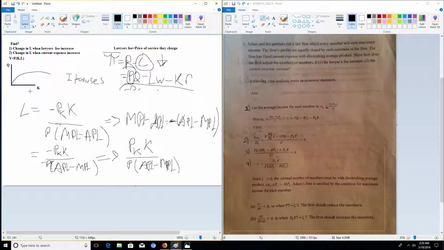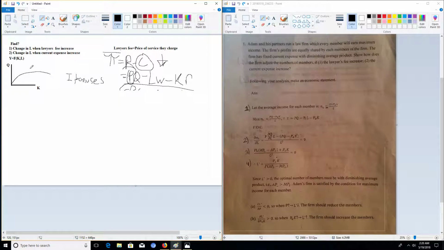Okay, so let me delete this and then I'll write the whole thing out. So we got, as we see here in 4, L equals P sub K over P, APL minus MPL, right? So now we have an equation relating labor here, and the price, the lawyer's fee, the price of service they charge, P.